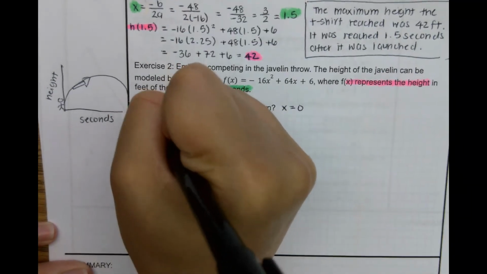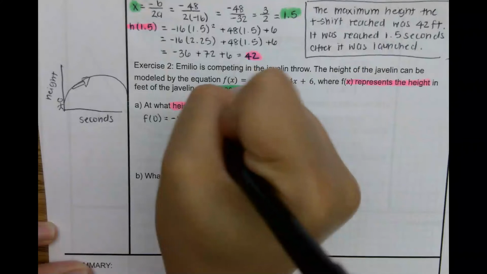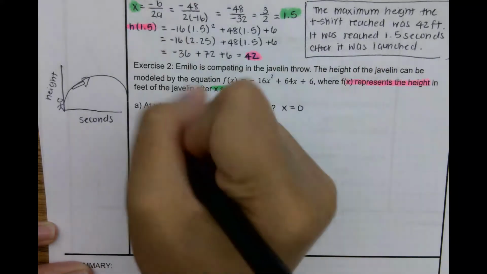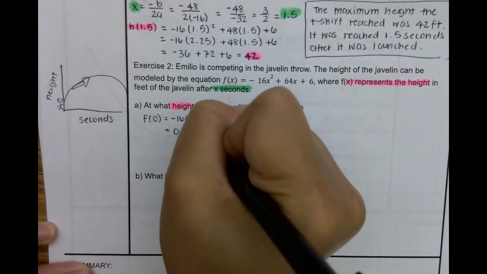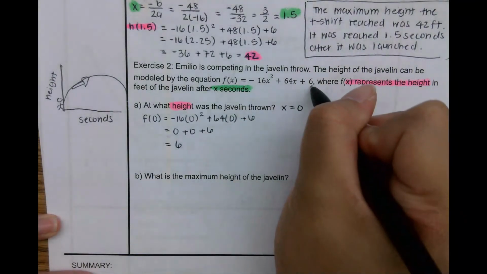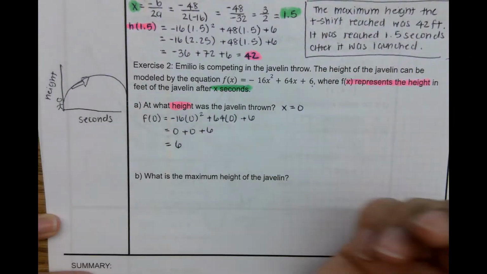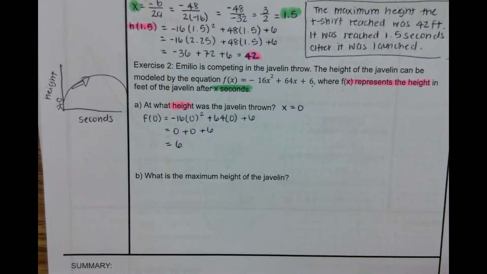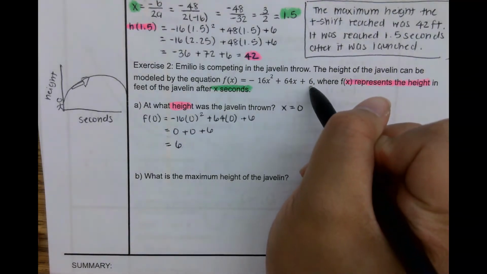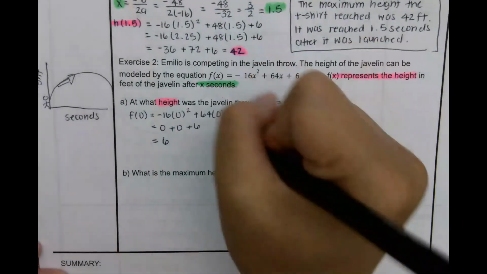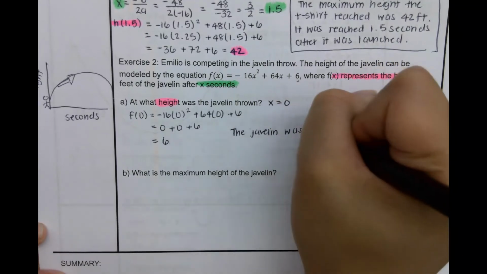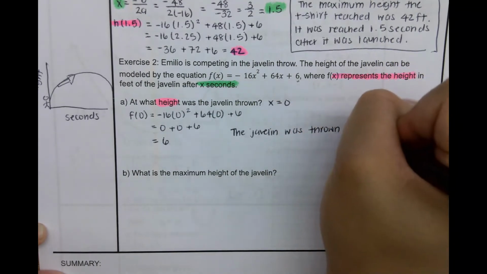So f of 0 equals negative 16 times 0 squared, plus 64 times 0 plus 6. So this ends up being 0 plus 0 plus 6, which we know is our c value, our y-intercept, our initial value. If you recognize that, you might not even have had to solve any of that, because you knew c represents our y-intercept, our initial value. So the javelin was thrown at 6 feet.